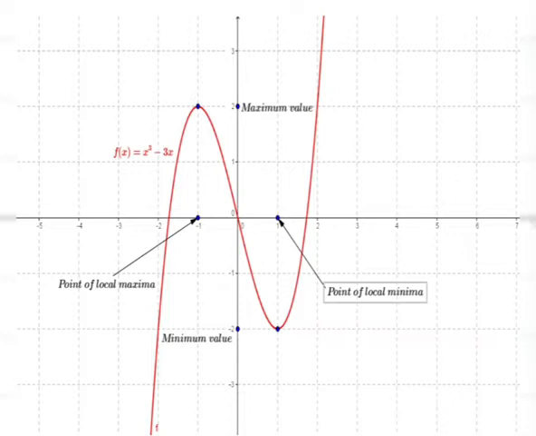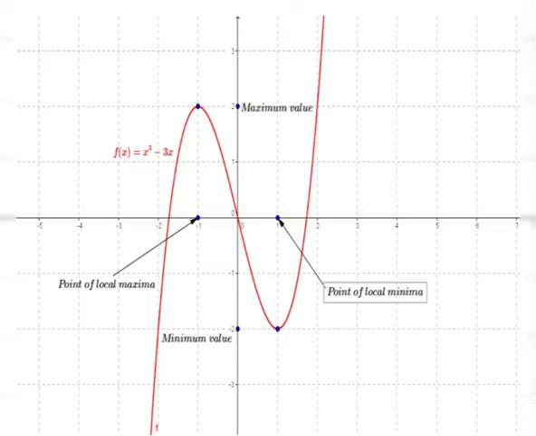So x equal to -1 is therefore called a point of local maxima, and x equal to 1 is called a point of local minima. So from the graph, learning all these points, it seems like it is not so difficult.